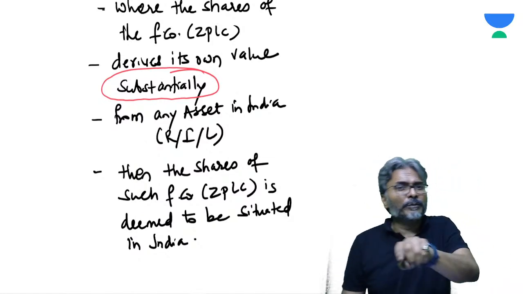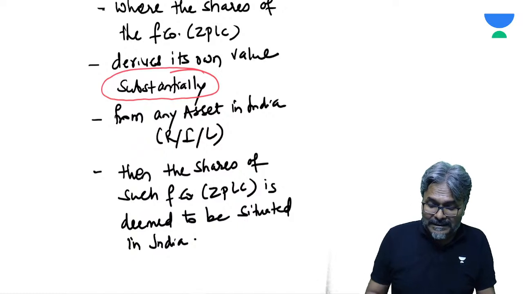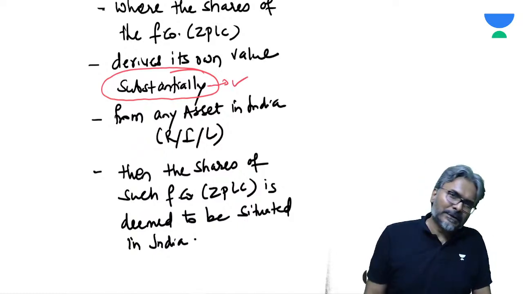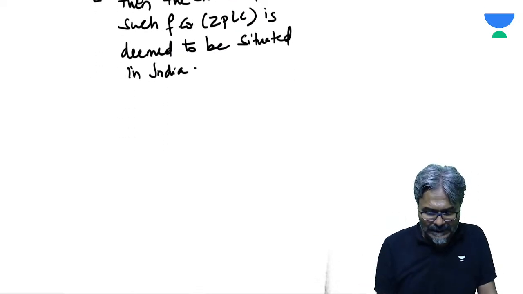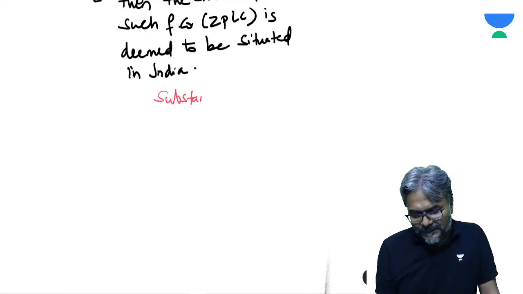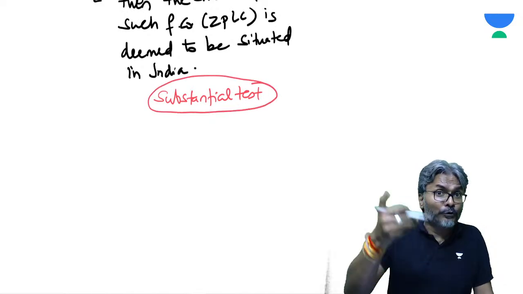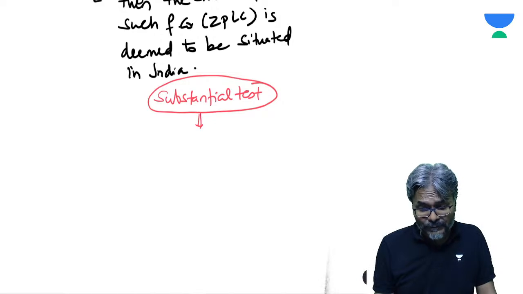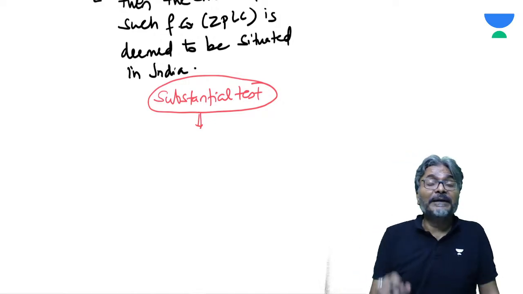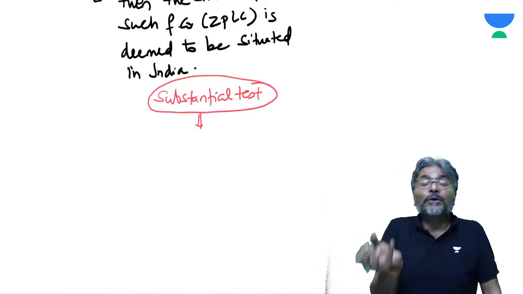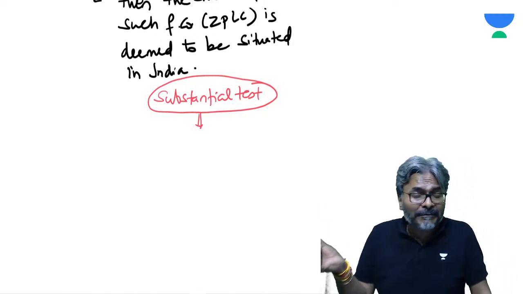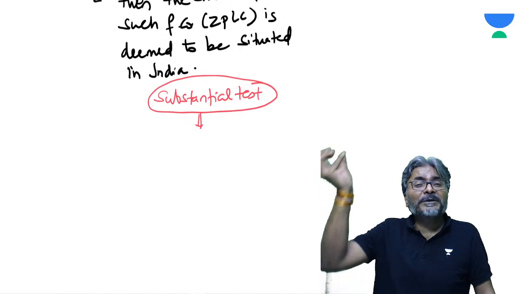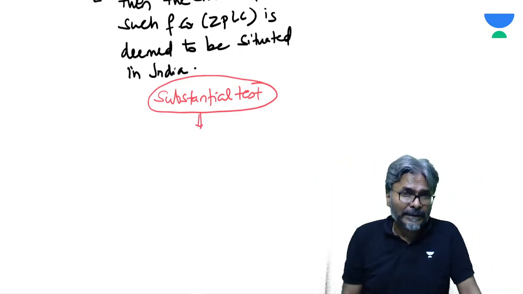Now we go to the numericals part. And what is the numerical? Substantial test. So what constitutes the substantial test? Now there is one homework that I'm going to give you, students. Substantial test, students: if the question in your examination further gives you numericals, then it means that they want you to also analyze, based on the numericals, whether that foreign company, which is ZPLC in my example, derives its value substantially from the Indian asset. This is what they will try to target through numericals.